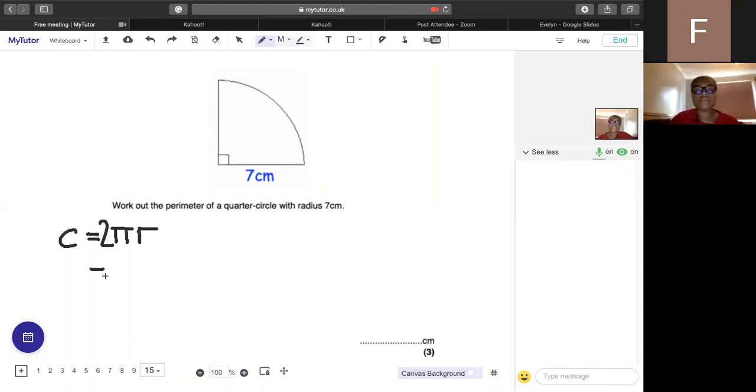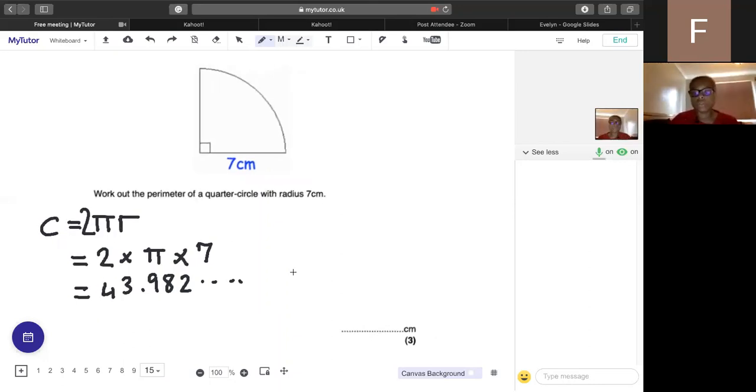So the circumference of the entire circle is going to be 2 multiplied by pi multiplied by our radius, which is 7. So if we use our calculator, 2 times pi times 7, we've got 43.98 and then it keeps going. Store this in your calculator and divide it by 4, so we can get our length of just this quarter circle, because we have to divide it by 4.